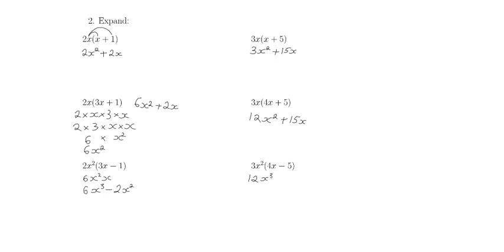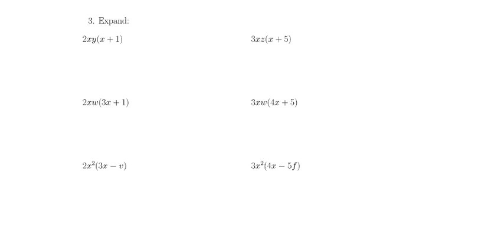Now we're going to do 3x squared multiplied by 5. All we have to do is multiply the numbers together because we don't have any letters here. So that will give us 15, 3 times 5, and we'll keep the x squared. Finally, we've got subtraction there, so we're going to keep that. And the answer is 12x cubed subtract 15x squared.